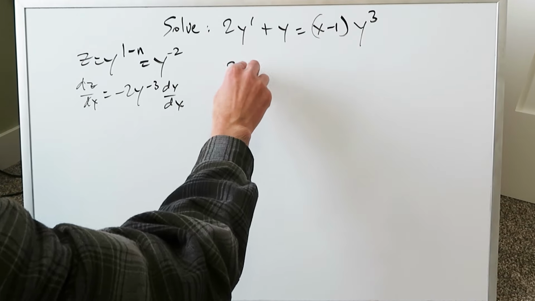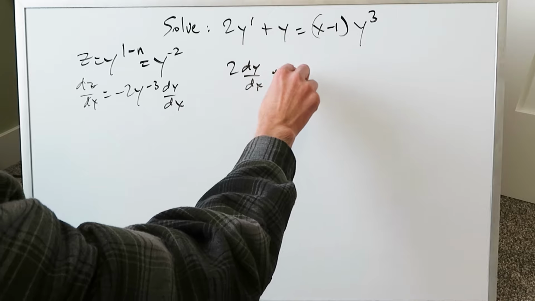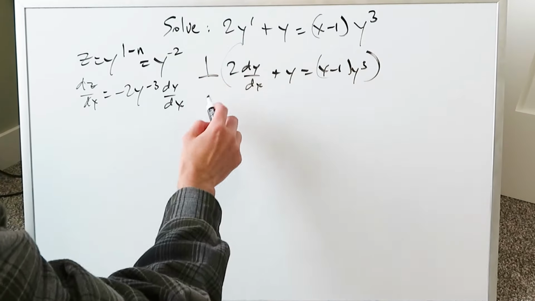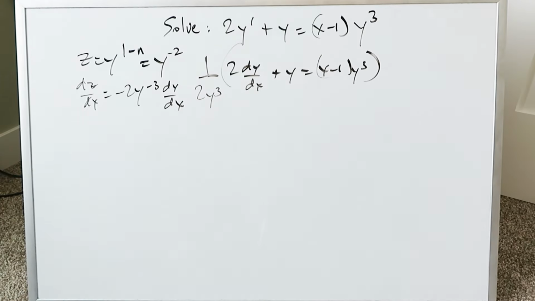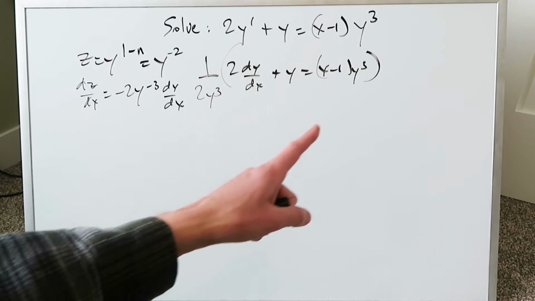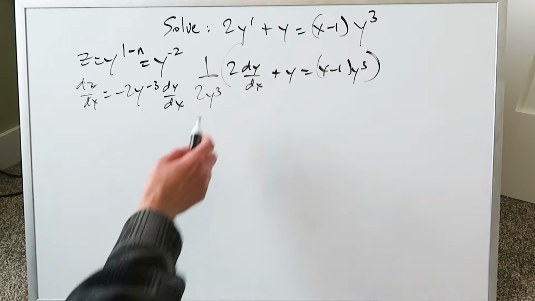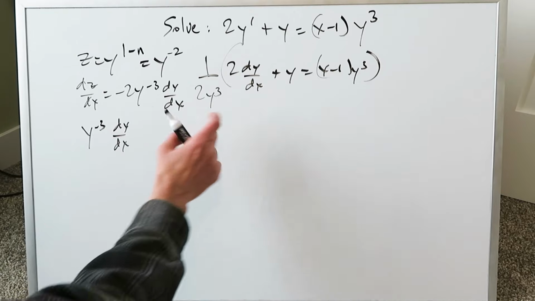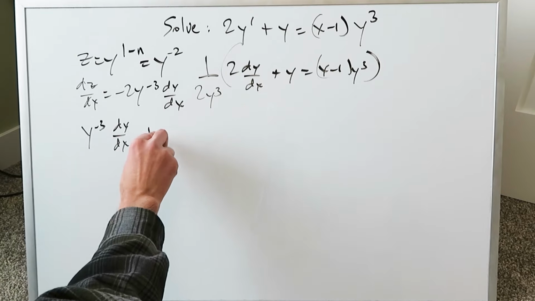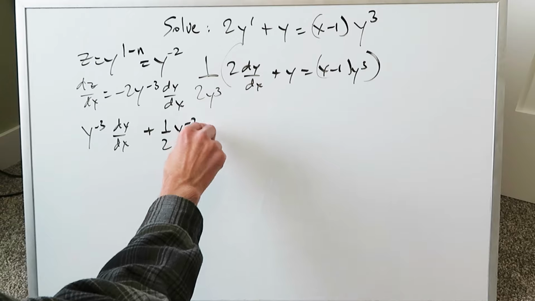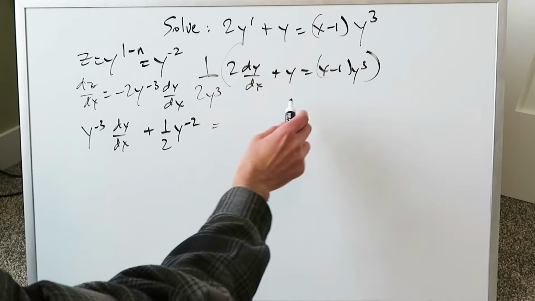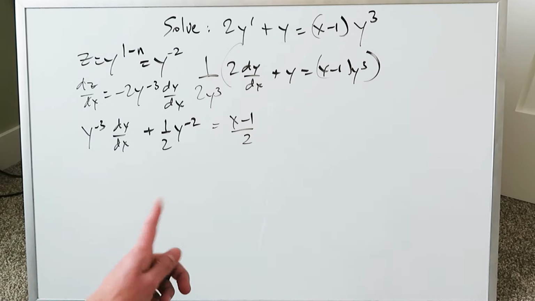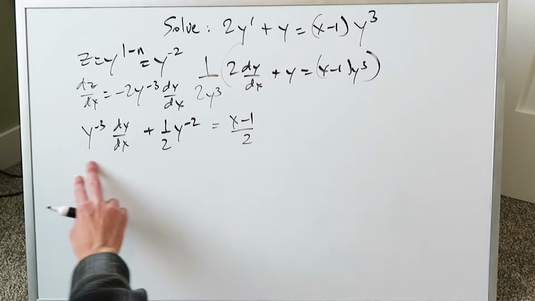What you're essentially doing is you're looking at this initial equation, which is exactly as you see it, and you're going to hit everything with this 1 over 2y cube. It will eliminate the coefficient of that dy dx, and it'll eliminate the y cube from the right hand side. And what will you get? You'll get a y to the power of minus 3 dy over dx right here. And then over here you'll get 1 over 2 y to the power of minus 2. And then here you'll get x minus 1 over 2, and that'll be it. Or you can say 1 over 2 parentheses x minus 1, but this right here looks good.